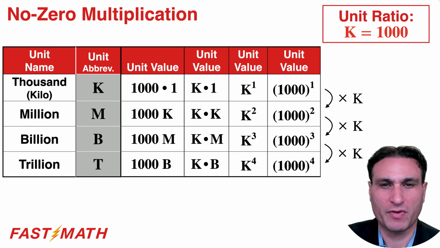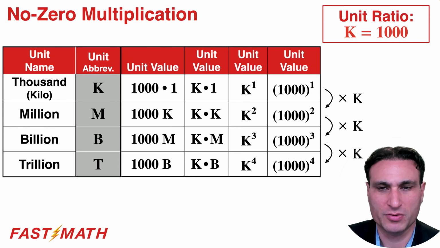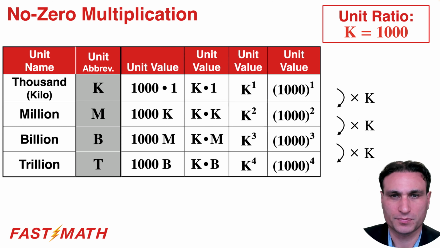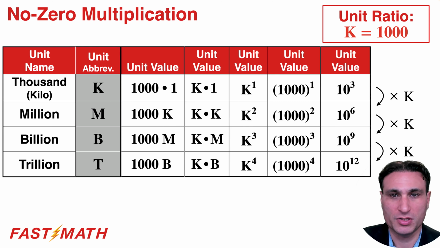If you define these unit values in this way and then express 1,000 as 10 to the third, you also get the values in scientific notation, which are these values: 10 to the third, 6th, 9th, and 12th power. The main point is that these unit values were originally defined as 1,000 of the next smaller unit value, which makes them powers of 1,000, or powers of k.